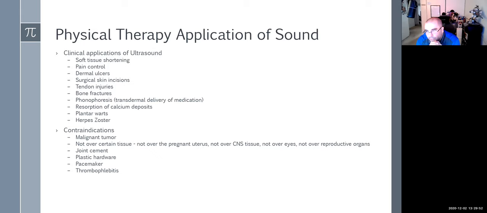Not over reproductive organs. It's not terminal, but you know, it's not good. Joint cement, we don't want to do it over because we can cause the joint cement to break apart. Plastic hardware, pacemakers, and thrombophlebitis as well are some contraindications. Definitely pacemaker. Think about that. Do you want to send sound waves into a device keeping somebody's heart running? Definitely not a good idea, right?